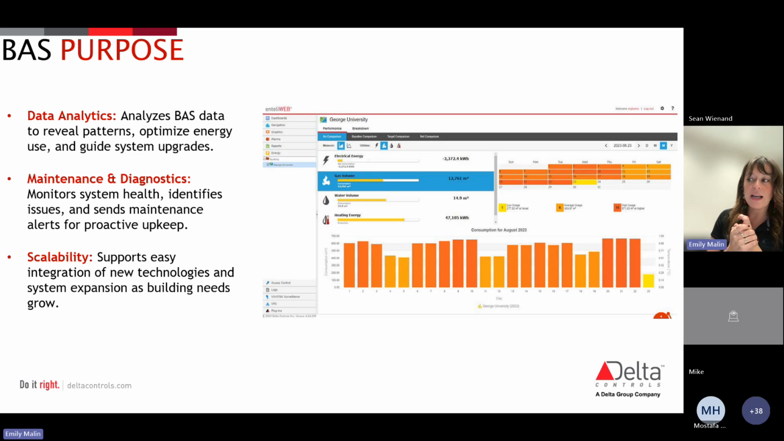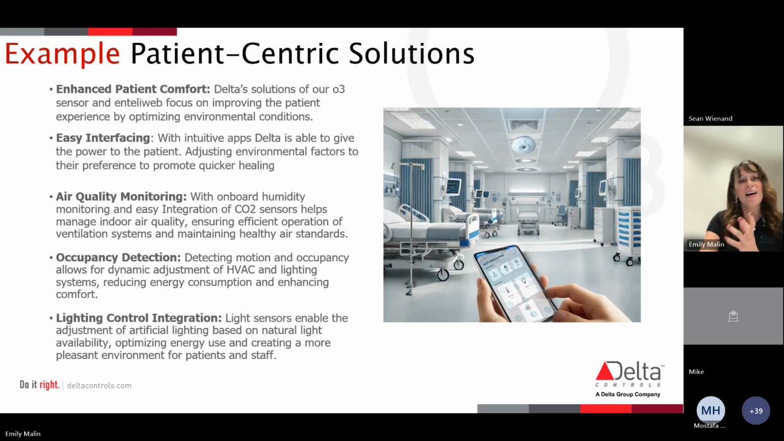That scalability is definitely becoming more and more prevalent as we're seeing systems grow larger and larger, buildings growing larger and larger. You're getting multiple campuses and multiple buildings. This is just that same example that we talked through, but I like to put it in here just to get your brains firing.